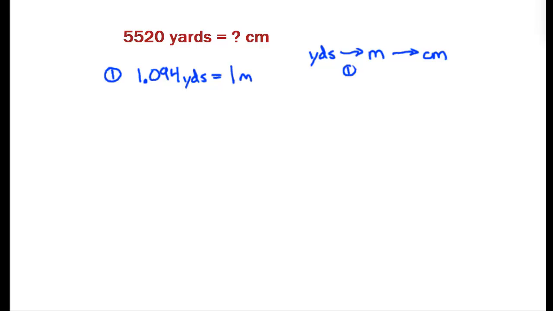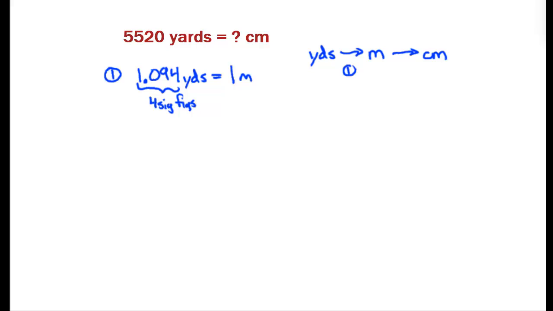This is between two different systems. The 1 is an exact number, but the 1.094 yards is a measured number, so we'll have to take that into account later on with sig figs. That's our first conversion factor, using that equality.